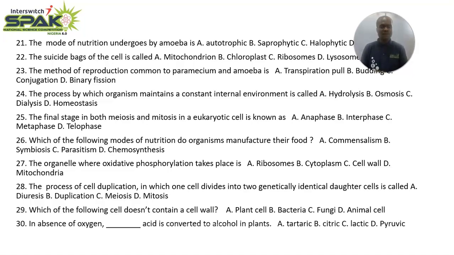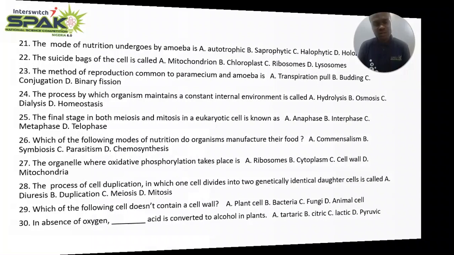And the last question I have here says, in the absence of oxygen, dash acid is converted to alcohol in plants. Tartaric acid, citric acid, lactic acid, pyruvic acid. Of course, pyruvic acid is produced in the process of glycolysis. And this pyruvic acid, in the absence of oxygen, will be converted to alcohol and a molecule of carbon dioxide in green plants. We call this process alcoholic fermentation. Of course, fermentation is whenever there's breaking down of glucose in the absence of oxygen. So that is the last question we have for today.